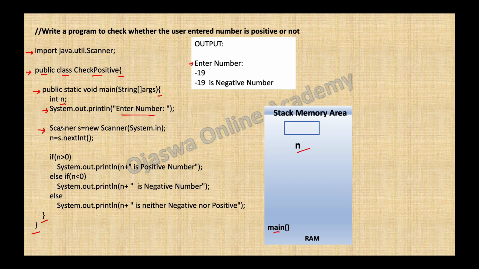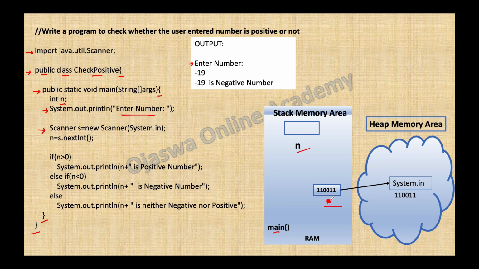Next you need to create an object of class Scanner. Scanner s = new Scanner, and it is taking System.in as an argument. So as soon as this object is created, the reference variable s, here there is a typo, this is reference variable s, is created on the stack memory area and the actual object is created on the heap. The address of the object is stored inside the reference variable s. So reference variable s is pointing towards the object residing on the heap.